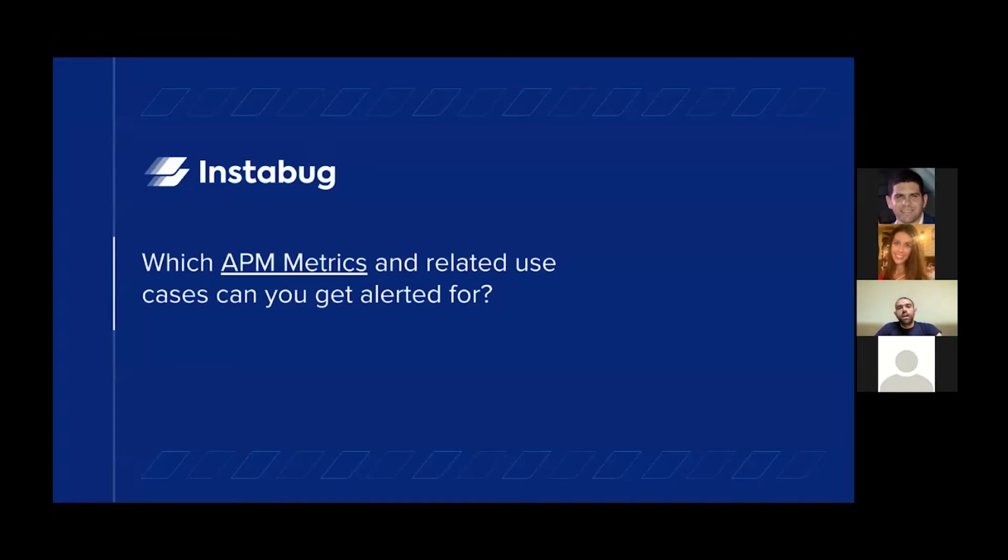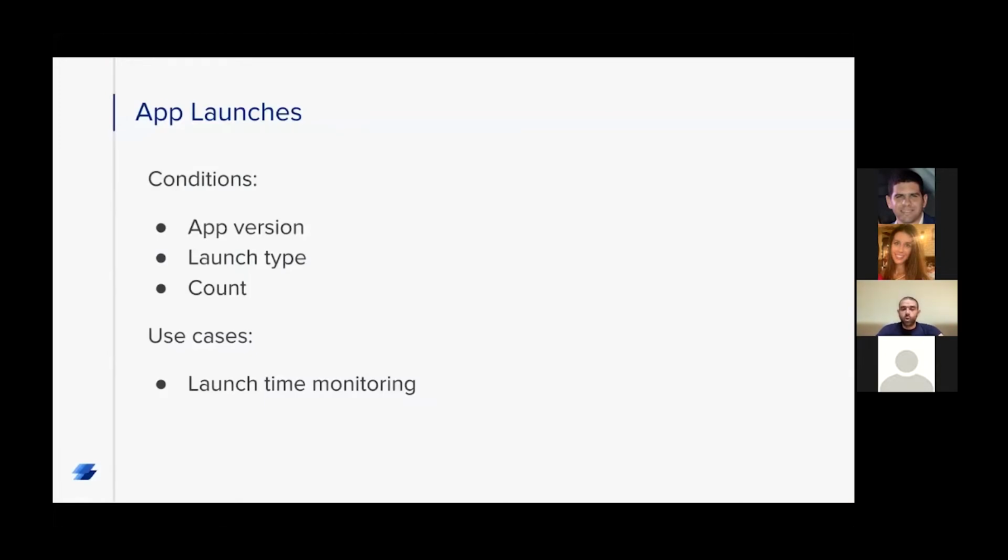So now we're going to discuss the APM metrics and the related use cases, and Basim is going to help me with this. So the first APM metric is app launches. You can specify some conditions for the alert to make sure you're being alerted for the right thing that you'd like to receive. The first one would be app version. So you can specify certain app versions to get alerted for. And the second one is the launch type. So you can specify either to get alerted for cold app launches only or hot app launches only. And also the count of the sessions that you're going to specify as the sample size for the alert to operate on.